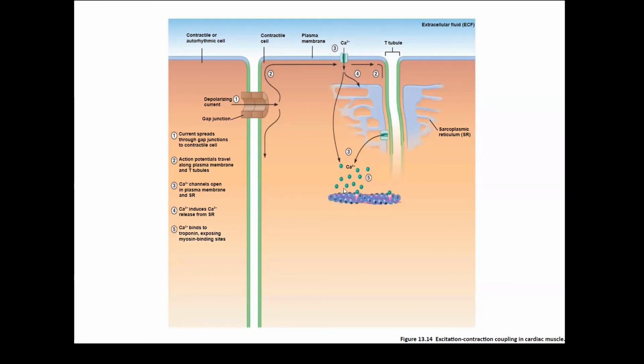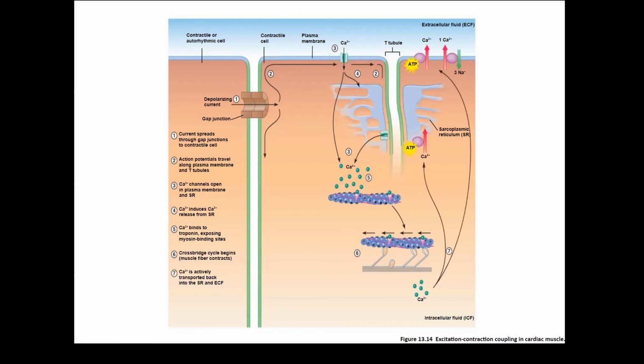Calcium binds to troponin. Troponin pushes aside tropomyosin. This is exposing our myosin binding sites. So then we start to see our cross-bridge cycling, just like in our skeletal muscle. So we have these cross bridges forming. We're pushing on the actin with our myosin. We're making our cells smaller. We're shortening this muscle fiber, causing contraction.